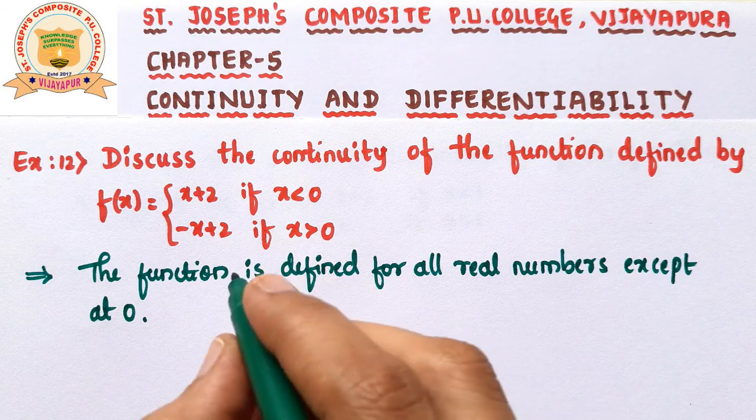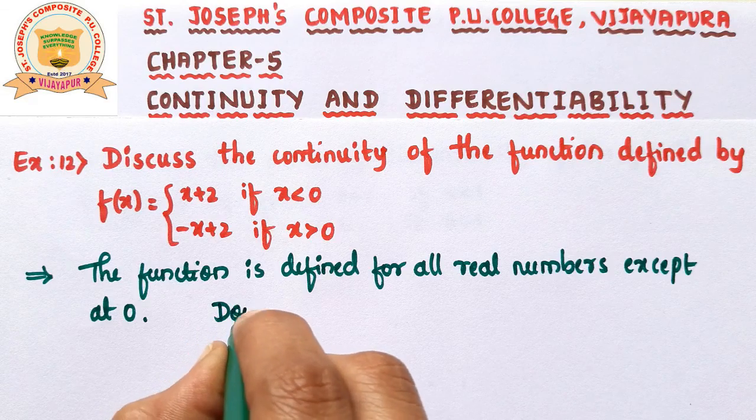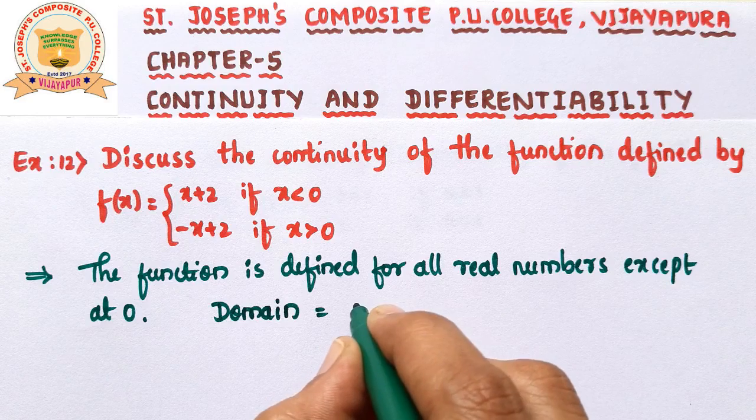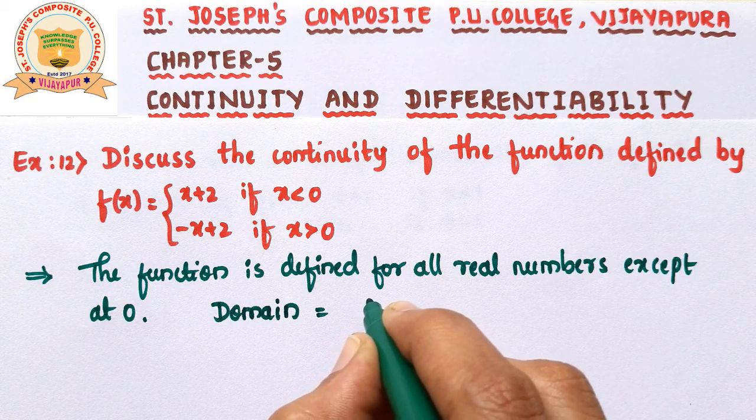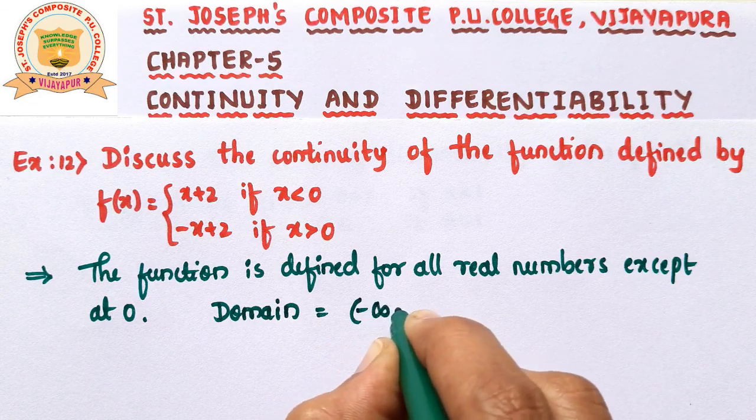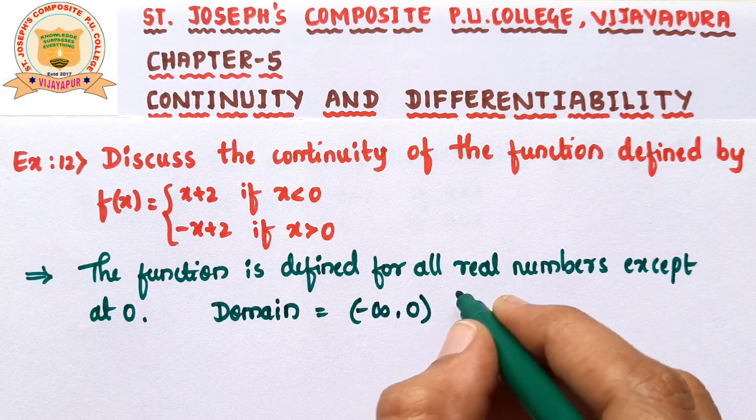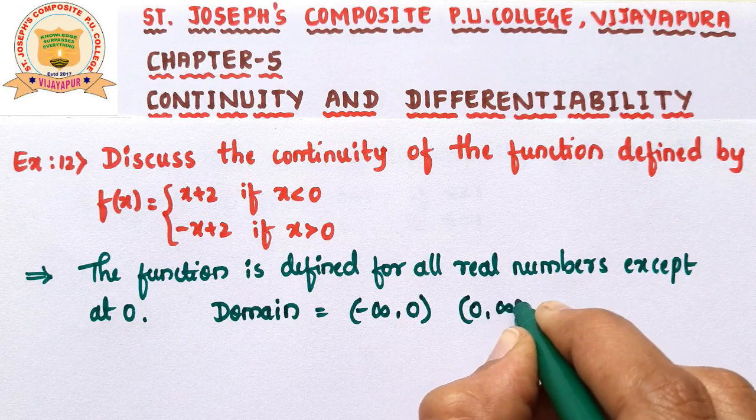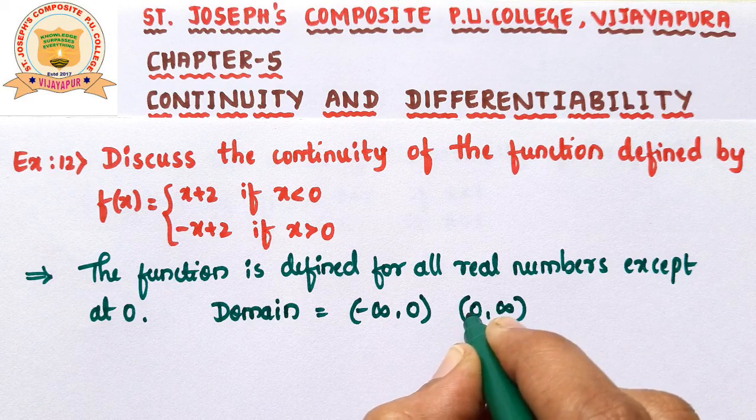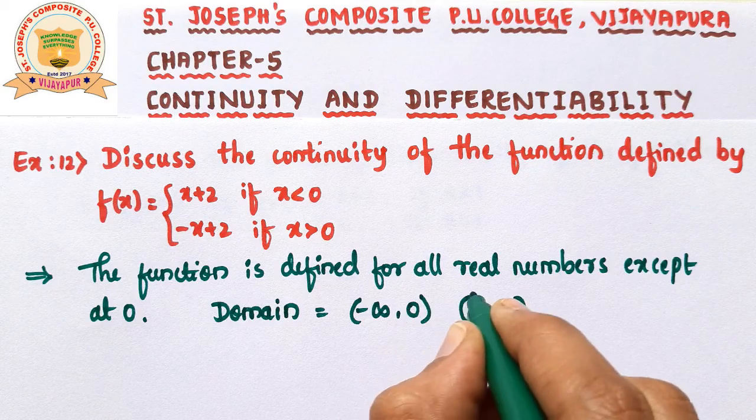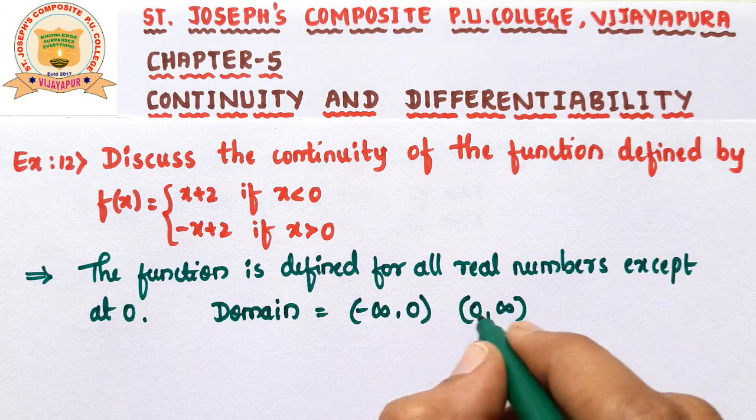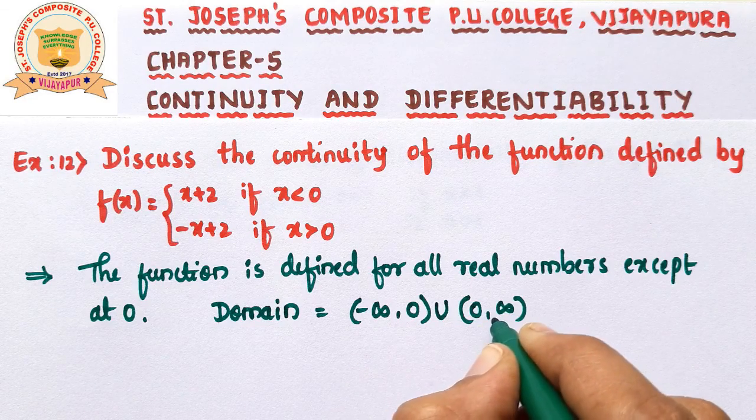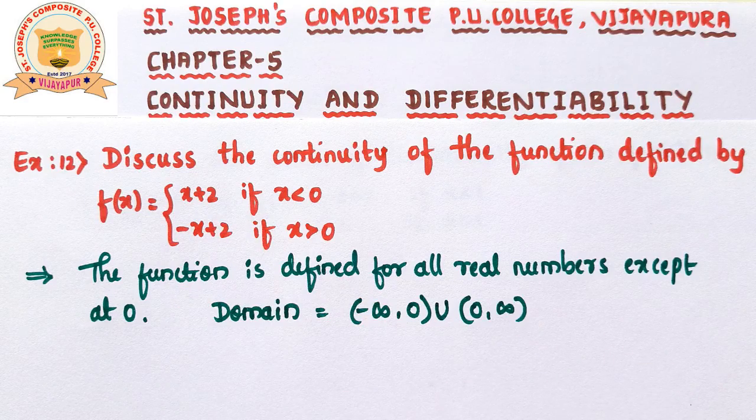Then what is the domain here? The domain of this function is less than 0. If you write that in interval form, you will get minus infinity to 0. And for greater than 0, the function is defined, 0 to infinity. At 0, the function is not defined, so I wrote open intervals. 0 is not included in these two intervals because the function is not defined. The union of these two intervals gives the domain of the function.